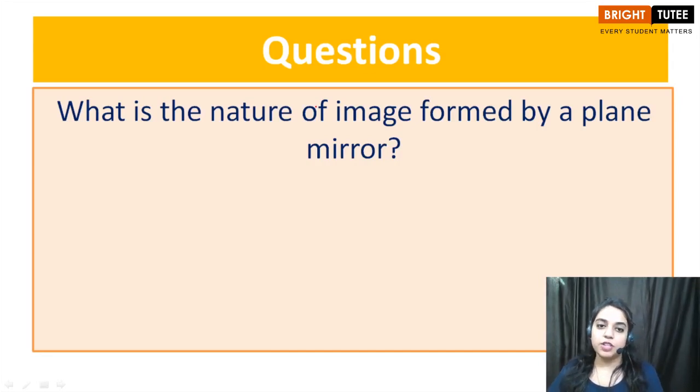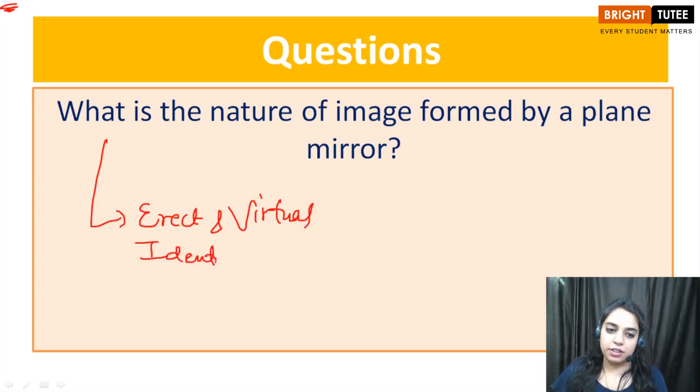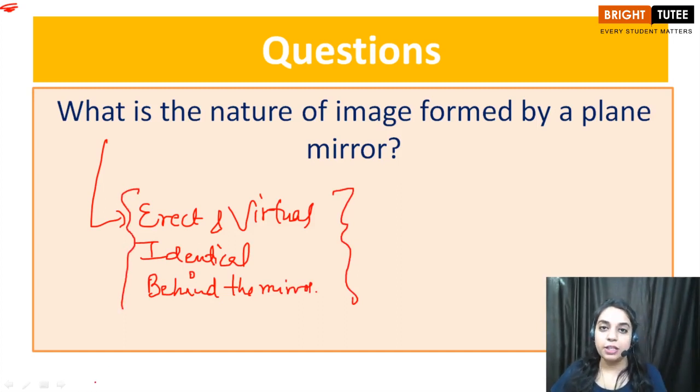So children, the first question is, what is the nature of the image formed by the plane mirror? The nature of the image formed by the plane mirror is, it is always erect and virtual. Second, the size is identical. Image is formed behind the mirror. And also it is formed as far behind the mirror as the object is in front of it. Okay children, so these are all the points for the nature of the image formed by the plane mirror.